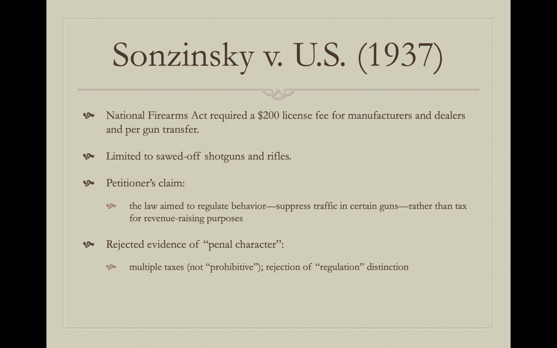Right? But the court finds that these multiple taxes aren't prohibitive. They're not so high as to make it practically impossible to purchase one of these guns. And most importantly, the court rejects this dualism. Just as the court eventually rejects the distinction between manufacture and commerce, the court here rejects the distinction between regulation and taxation for purposes of invalidating something as not a tax. Because the court recognizes that every tax, as the court says, is in some measure regulatory.